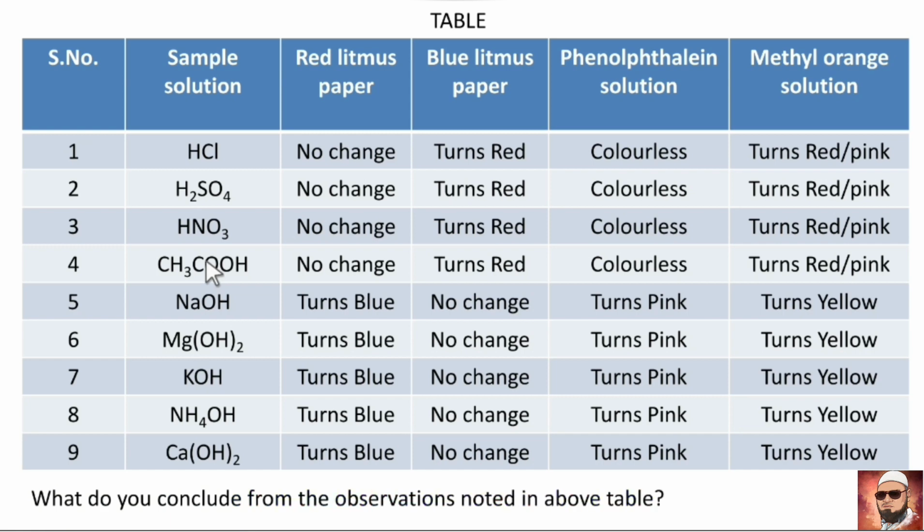So the conclusion is that acids turn blue litmus to red. Serial numbers 1, 2, 3, 4 are the acids, in which we can see blue litmus turns red. Bases turn red litmus to blue. Bases turn phenolphthalein solution to pink. Acids turn methyl orange solution to red or pink. Bases turn methyl orange solution to yellow color.